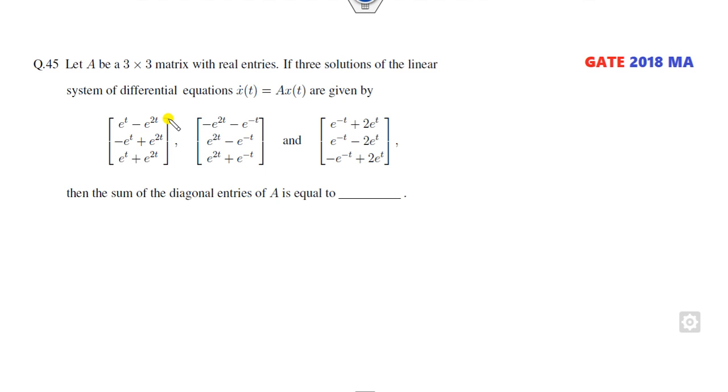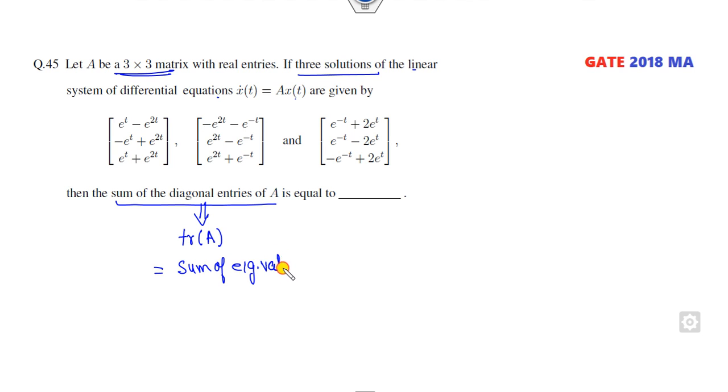Okay, look at this another one. If A is a 3 cross 3 matrix, the solution of the differential equation is here. The sum of the diagonal entries of the A is nothing but the trace of the A. So what is the meaning of that trace of A? Sum of the eigenvalues. So your target is to find only the eigenvalues.